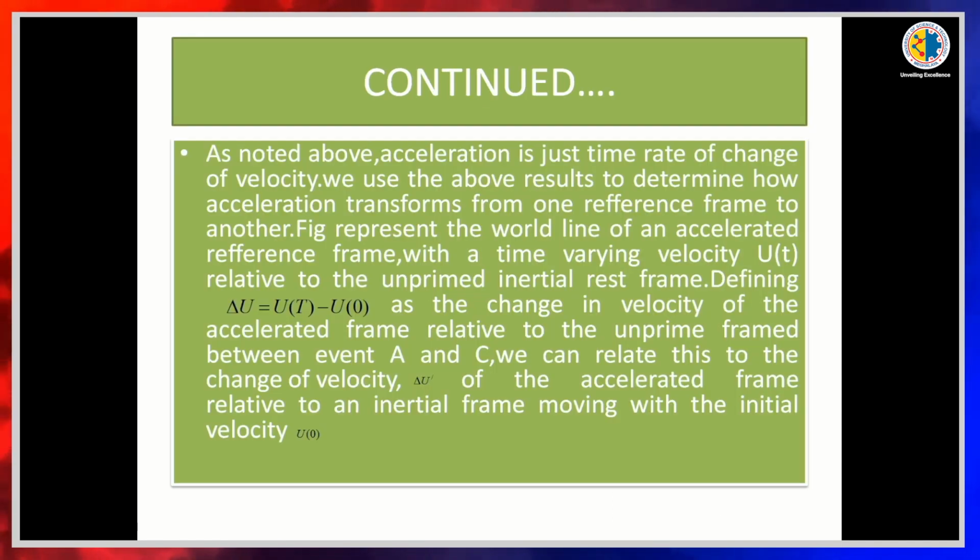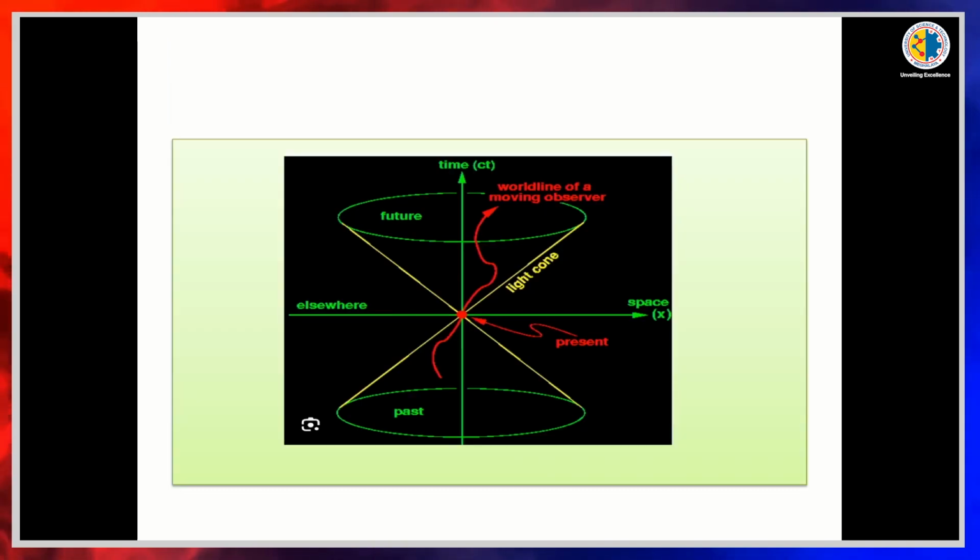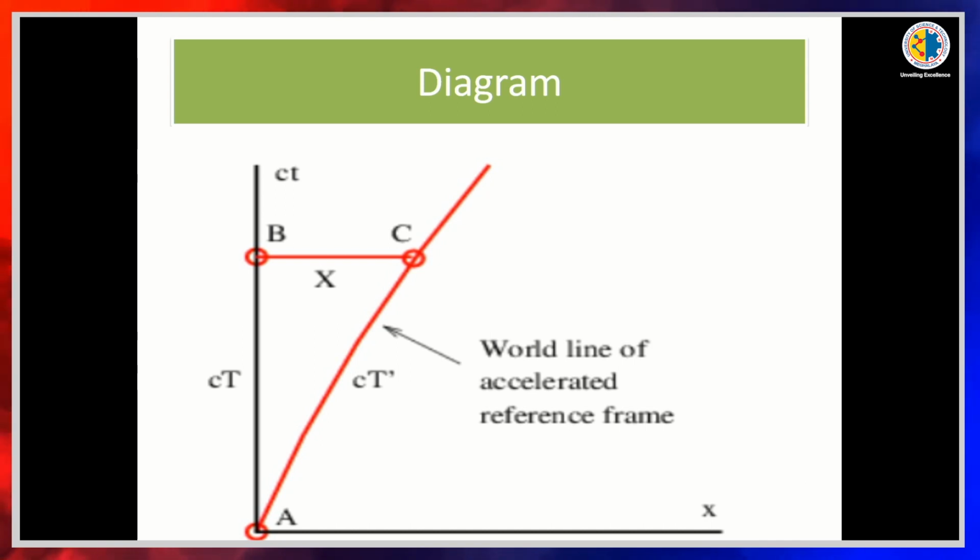As noted above, acceleration is just the time rate of change of velocity. We use the above result to determine how acceleration transforms from one reference frame to another. The figure represents the world line of an accelerated reference frame with a time-varying velocity u(t) relative to the unprimed inertial rest frame. u(t) is the velocity with respect to time, and this diagram shows the accelerated frame.